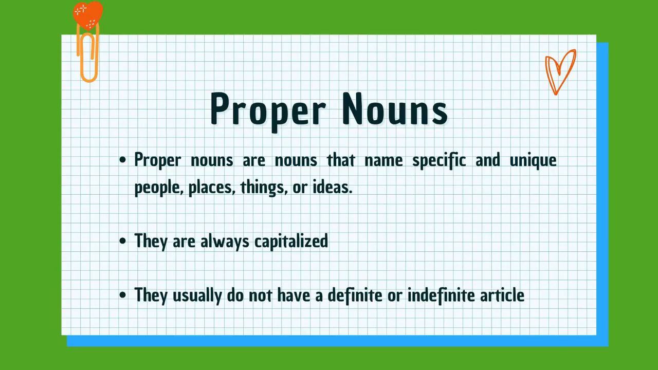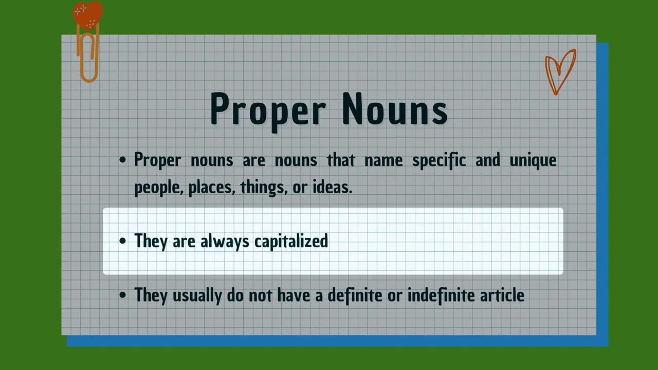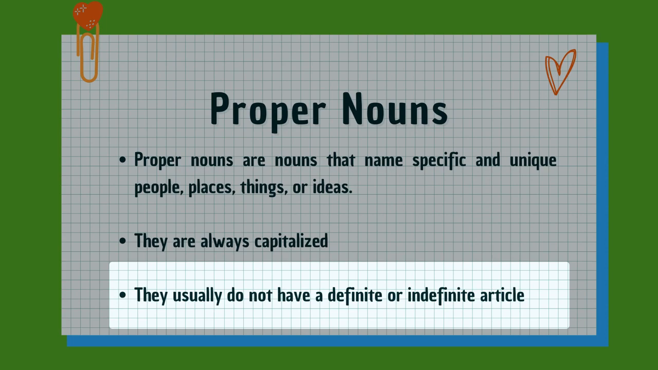Now that we know what nouns are and why they are important, let's look at the different types of nouns. There are several types of nouns that you need to know. First, we have proper nouns. Proper nouns are nouns that name specific and unique people, places, things, or ideas. They are always capitalized, regardless of their position in a sentence. They usually do not have a definite or indefinite article, the a, an, before them, unless they are part of a larger name or title.